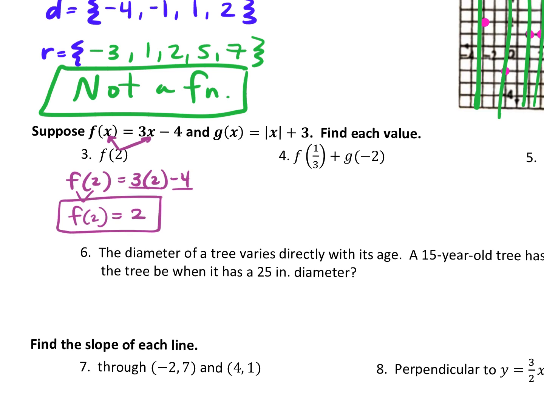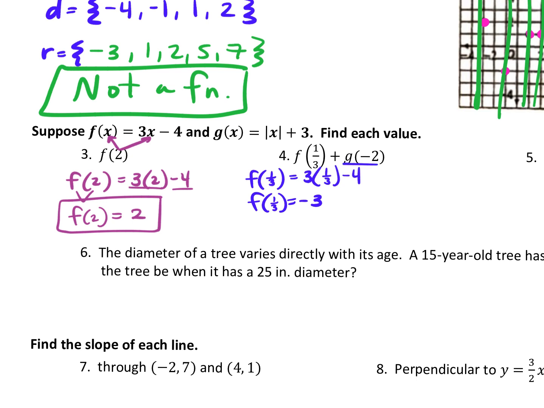The second one is adding two separate functions together. So f of 1/3, and maybe you want to just separate these. f of 1/3 is 3 times 1/3 minus 4. So 3 times 1/3 is 1. 1 minus 4 is negative 3. So f of 1/3 is equal to negative 3.